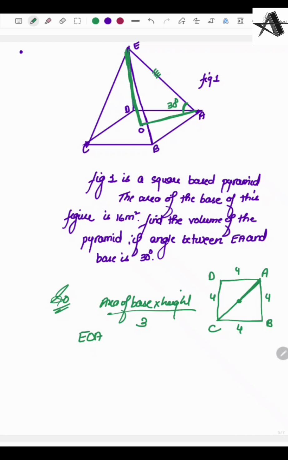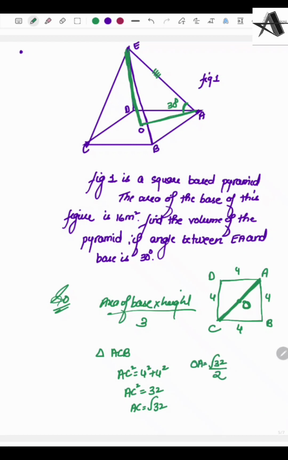So I can calculate the diagonal easily. Applying in triangle ACB, AC squared is equal to 4 squared plus 4 squared. So AC squared is equal to 32, or AC is root 32. If AC is root 32, OA is half of AC. So OA will be root 32 by 2.